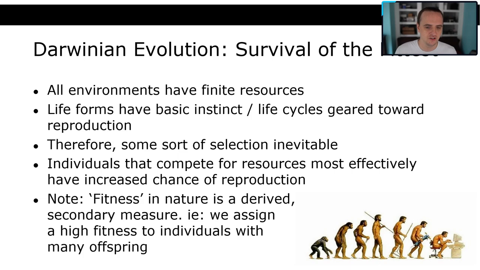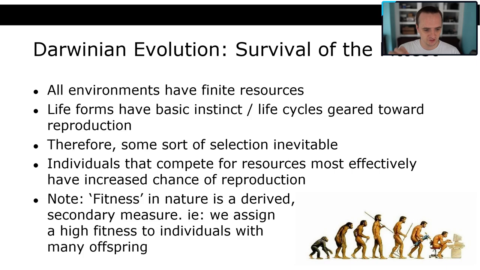What do I mean by that? We assign a high fitness to individuals with many offspring, right? So we can't measure fitness directly. You can't look at a great ape or a lizard or a snake and say that thing is more fit. You just can't do it, because fitness is in relation to an environment, right? A huge, big, strong gorilla is really fit for the jungle, but not for the Arctic, right? So you can't just assign a fitness.